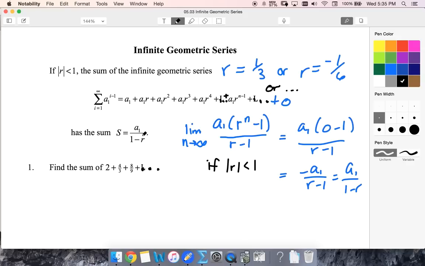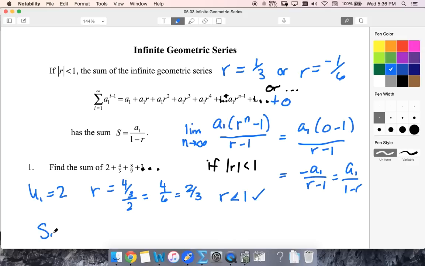Okay, so here's our formula for the sum of an infinite sequence. Now let's practice with it. Find this sum. Okay, so I've got u1 is equal to 2. If we look at what we're multiplying by each time, our r value, 4/3 divided by 2, that's going to give me 4/6. It's 2/3. So the absolute value of r is less than 1. That's true. So our sum to infinity then is going to be equal to u1 divided by 1 minus r, 2 divided by 1/3. So the limit is 6.